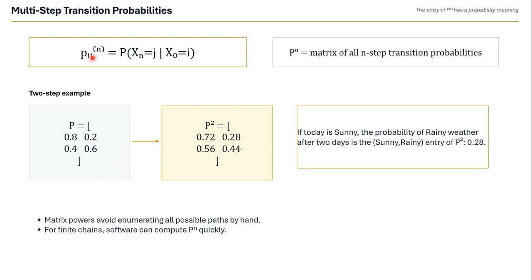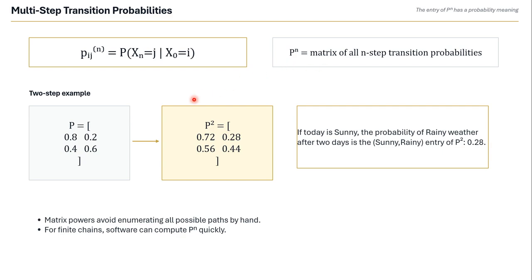Okay, a one-step transition probability describes movement in one time step, but often we want to know the probability of moving from state i to state j after n steps. This is called an n-step transition probability. We write P_ij superscript n equals P of X_n equals j given X_0 equals i. In a time homogeneous finite Markov chain, the matrix of all n-step transition probabilities is P to the power n.